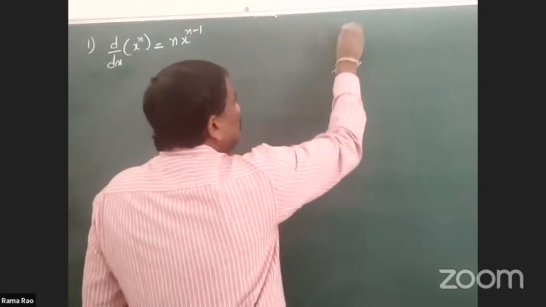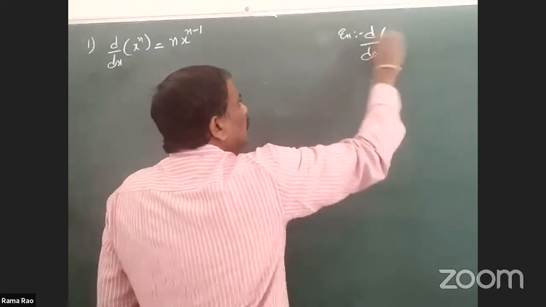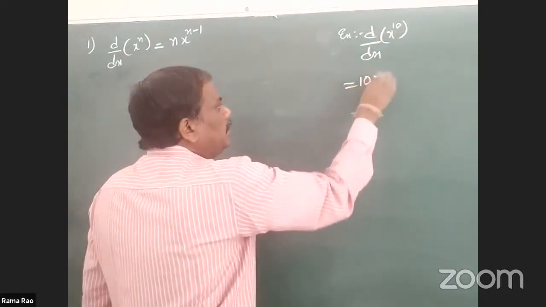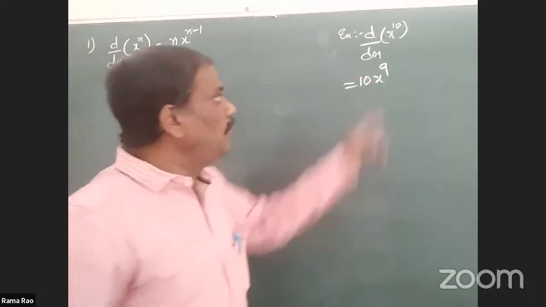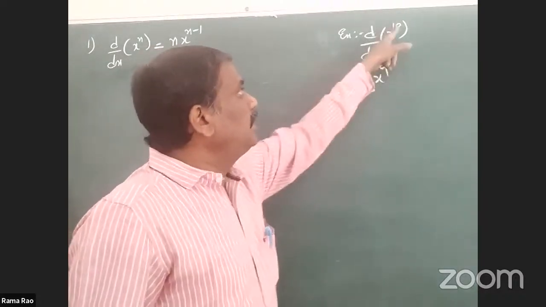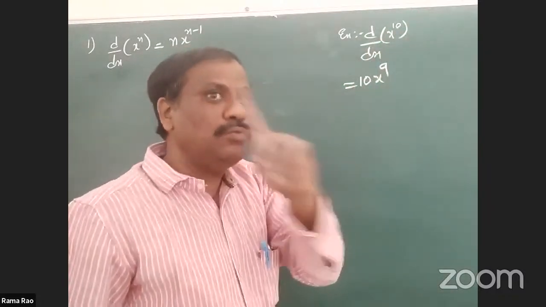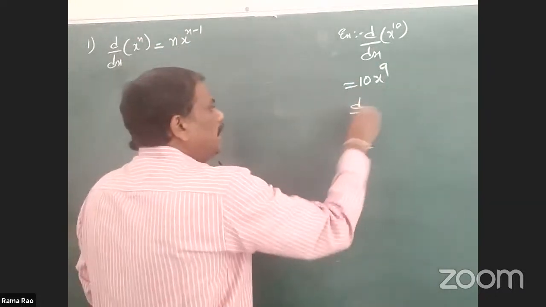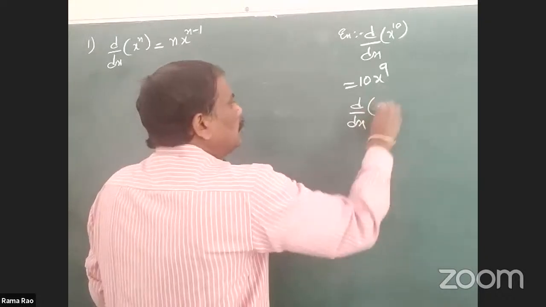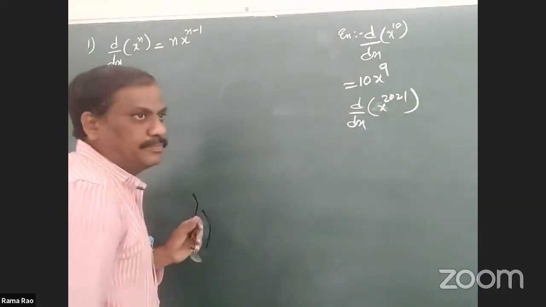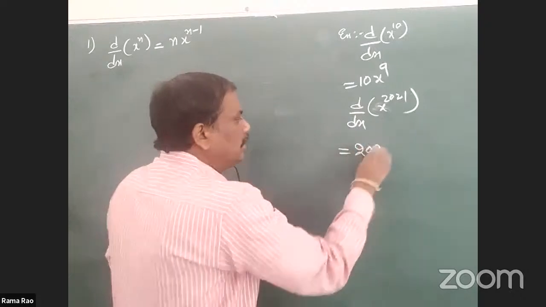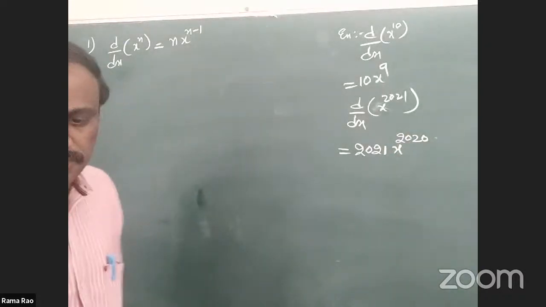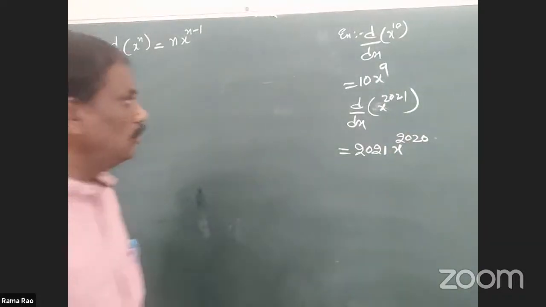If you take an example, d by dx of x to the power of 10 is equal to 10 into x to the power of 9. Why 9? 10 minus 1. You decrease the power by only 1. That's why 10 into x to the power of 9. For example, if you take x to the power of 2021, it means 2021 into x to the power of 2020. Like that.